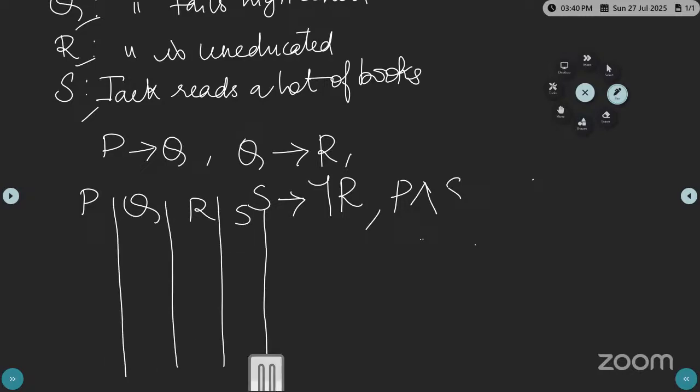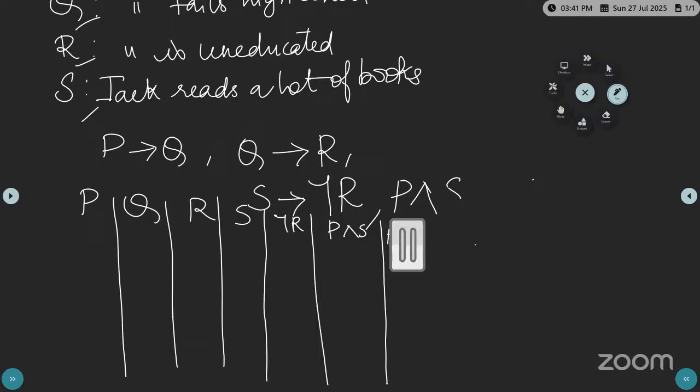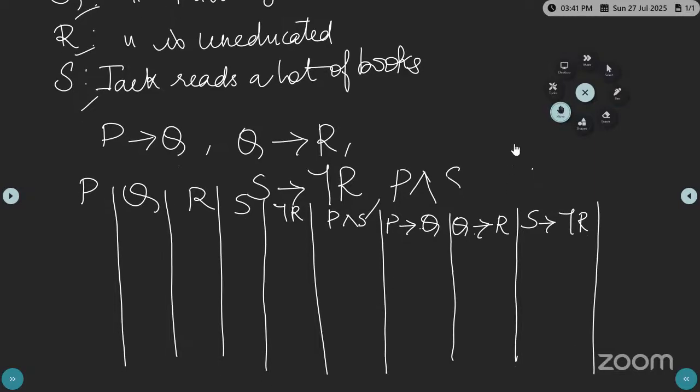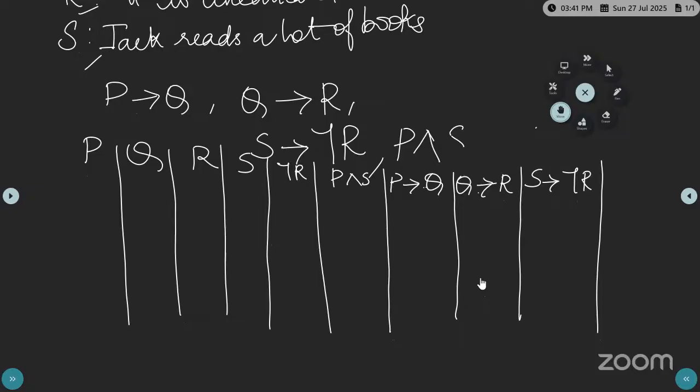Then what do you require here? Negation R, P and S, P implies Q, Q implies R, S implies negation R. Right? Do it. So how many variables will we get here? How many truth values will we get here? 16. Do it.